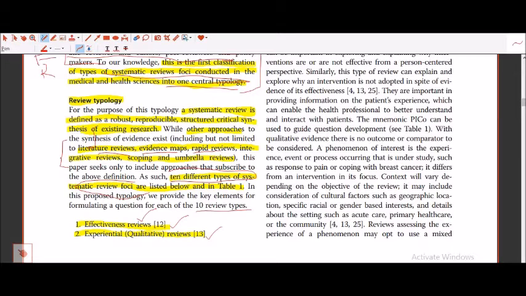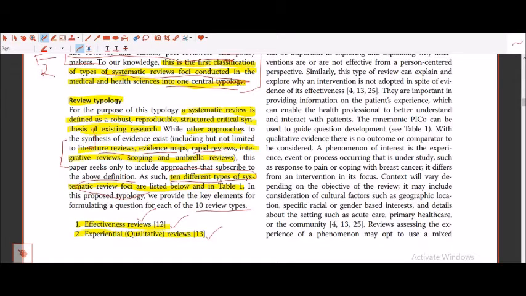Here they have mentioned it very clearly: 10 different types of systematic review foci. And what are these 10 review types? We will see the effectiveness reviews. Now, if you are writing, you need to say that yes, I'm going to check the effectiveness of so and so thing in my paper. Experiential qualitative reviews is the second, and there are 13 varieties of it that you can look up, and we will discuss them.